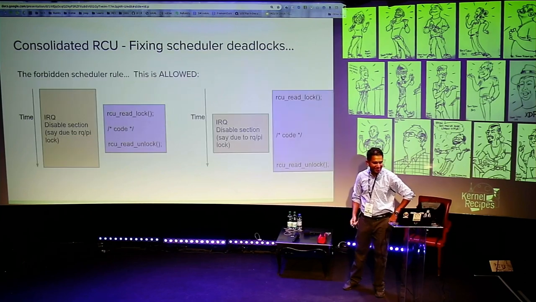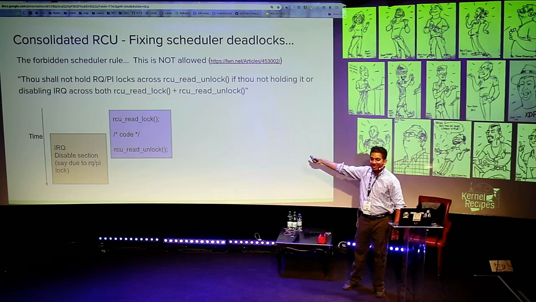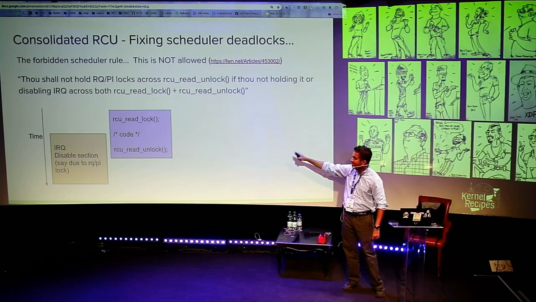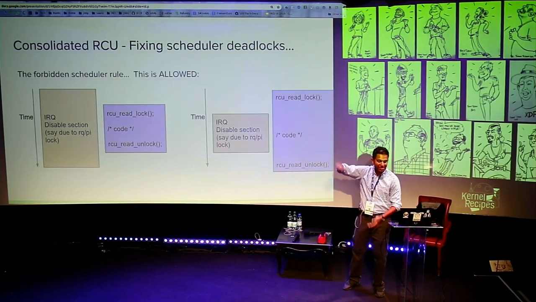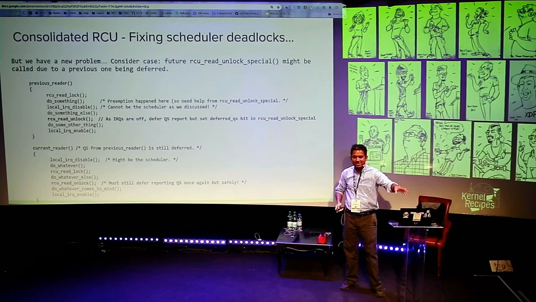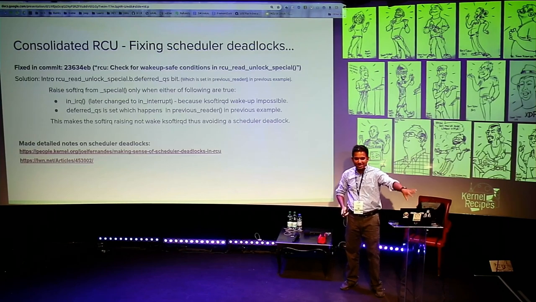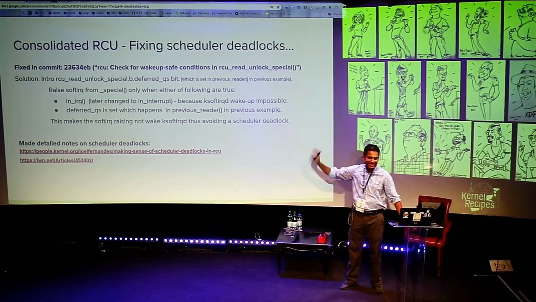And we thought we solved scheduler deadlocks. The scheduler has a rule where if the scheduler uses RCU and you disable IRQs across the RCU read unlock, you have to disable it across the whole thing. And we thought we solved it, but consolidation introduced more deadlocks, and I have an article on scheduler deadlocks. If you have nothing else to do, feel free to read it. It's a long, long article on that.